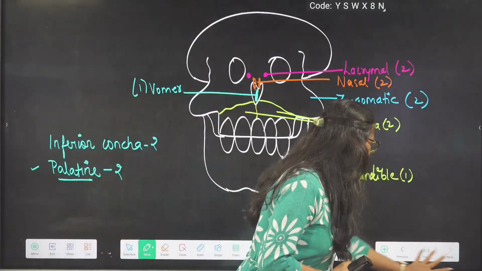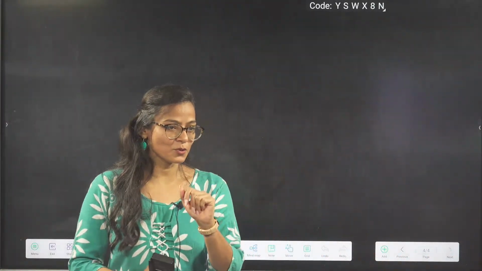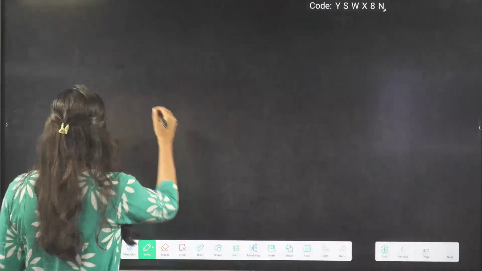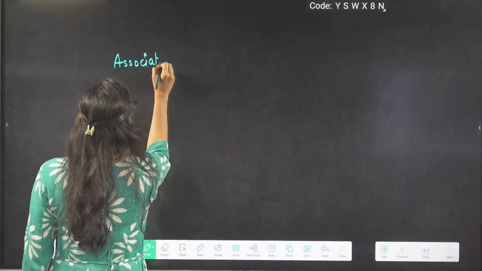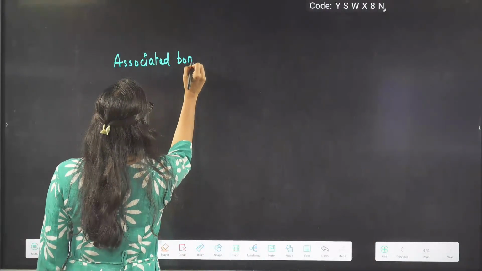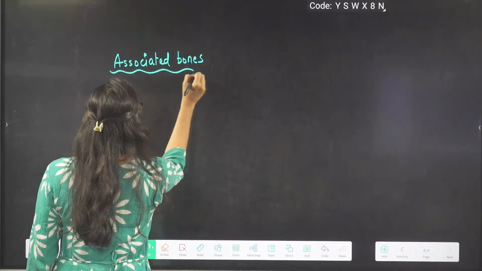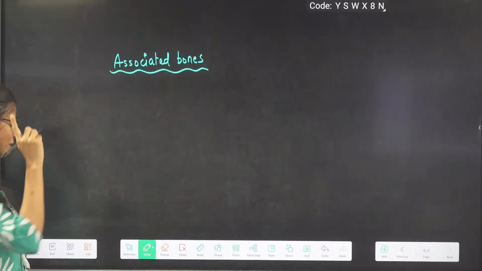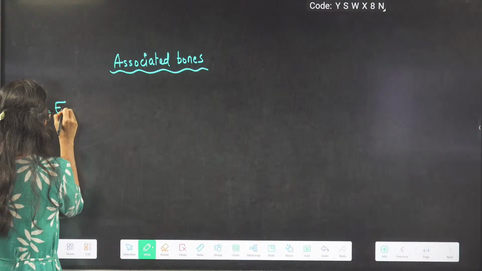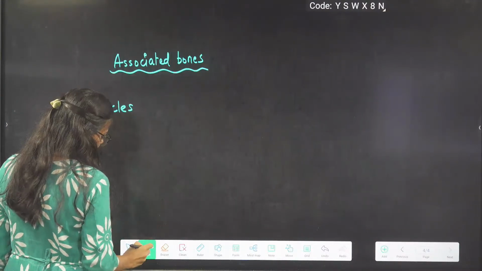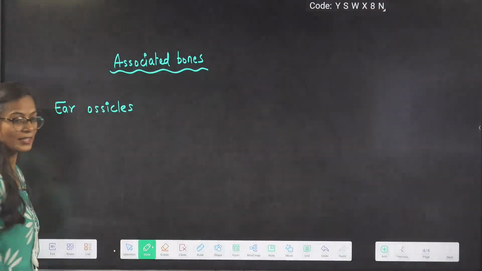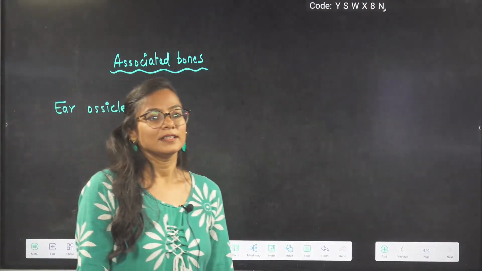So along with this, I told you, there are some associated bones also. So now let's do those bones. Now we are going to talk about the associated bones. First, let's talk about the bones in the ear. They are called ear ossicles. Can you name them quickly? Ear ossicles.